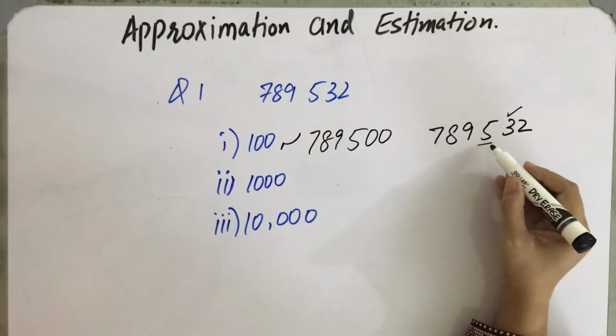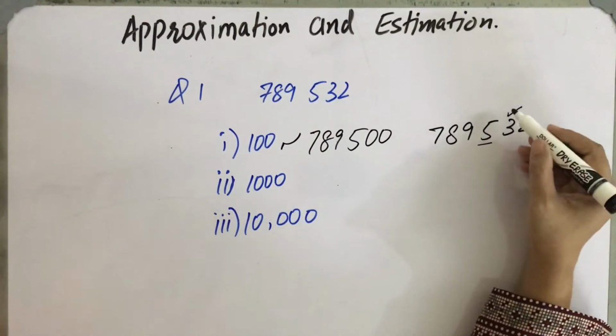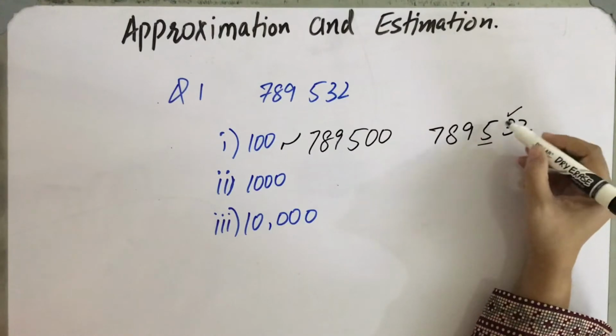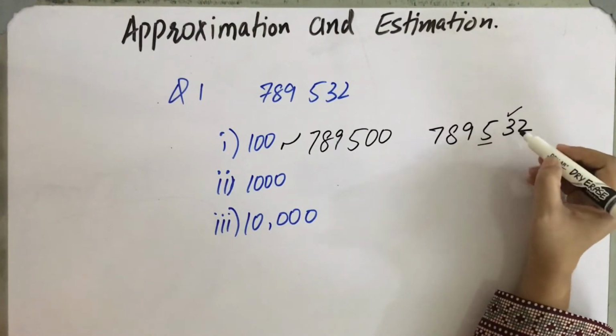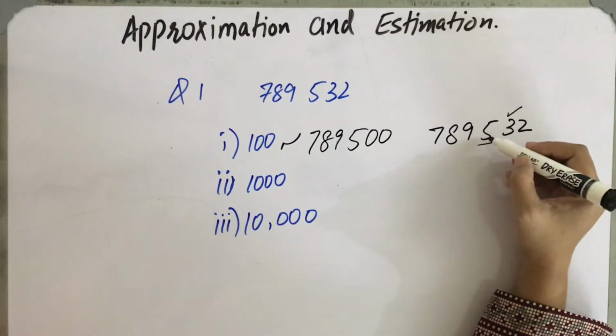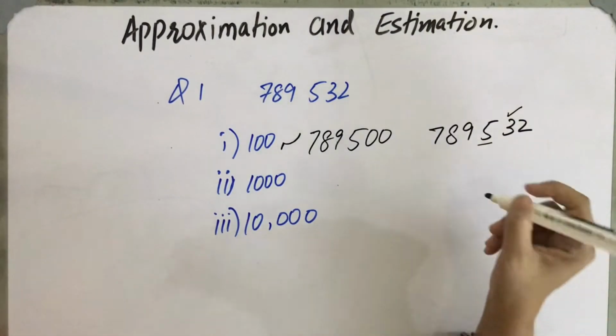Or in other words, we underline the third digit, as it is 100, a three-digit number. When we underline the third digit, we study the next digit, this 3. If it is less than 5, we drop these two and put 0. And if it is more than 5, then we make it 6 and then put 0.